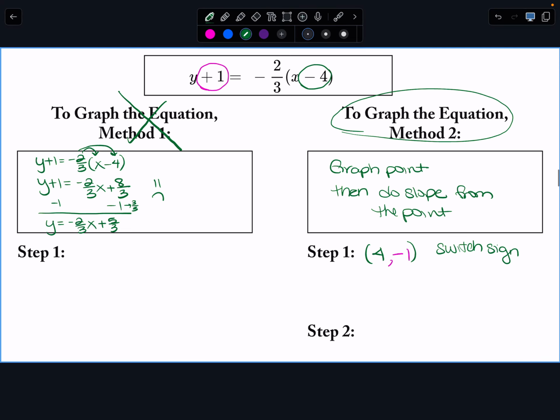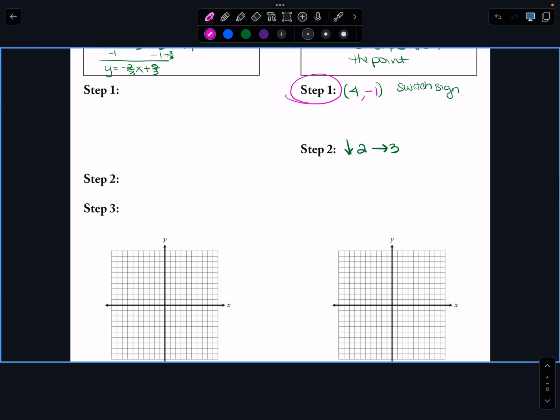And then I do my slope, right? My slope is negative. So I'm going down by 2 and to the right by 3. So when I graph step 1 for -1, graph my point. Then I do my slope, which is down 2 and to the right by 3 from the coordinate point. A little tricky.